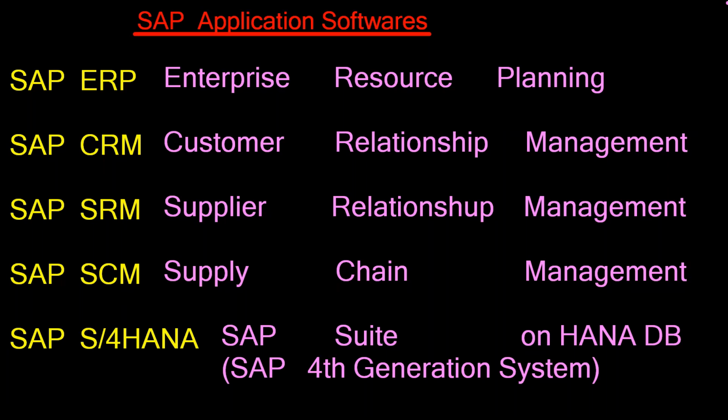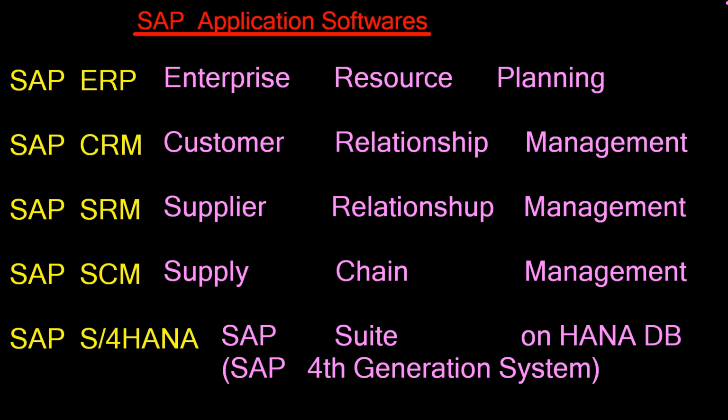Next, SRM, Supplier Relationship Management. SCM, Supply Chain Management. SAP S4 HANA, SAP Suite on HANA database. At the same time, it is also called SAP fourth generation system. This is same like 5G technology. Before that we had 2G, 4G also, right? In the same way, SAP S4 HANA, SAP fourth generation system, is also called SAP Suite on HANA DB.